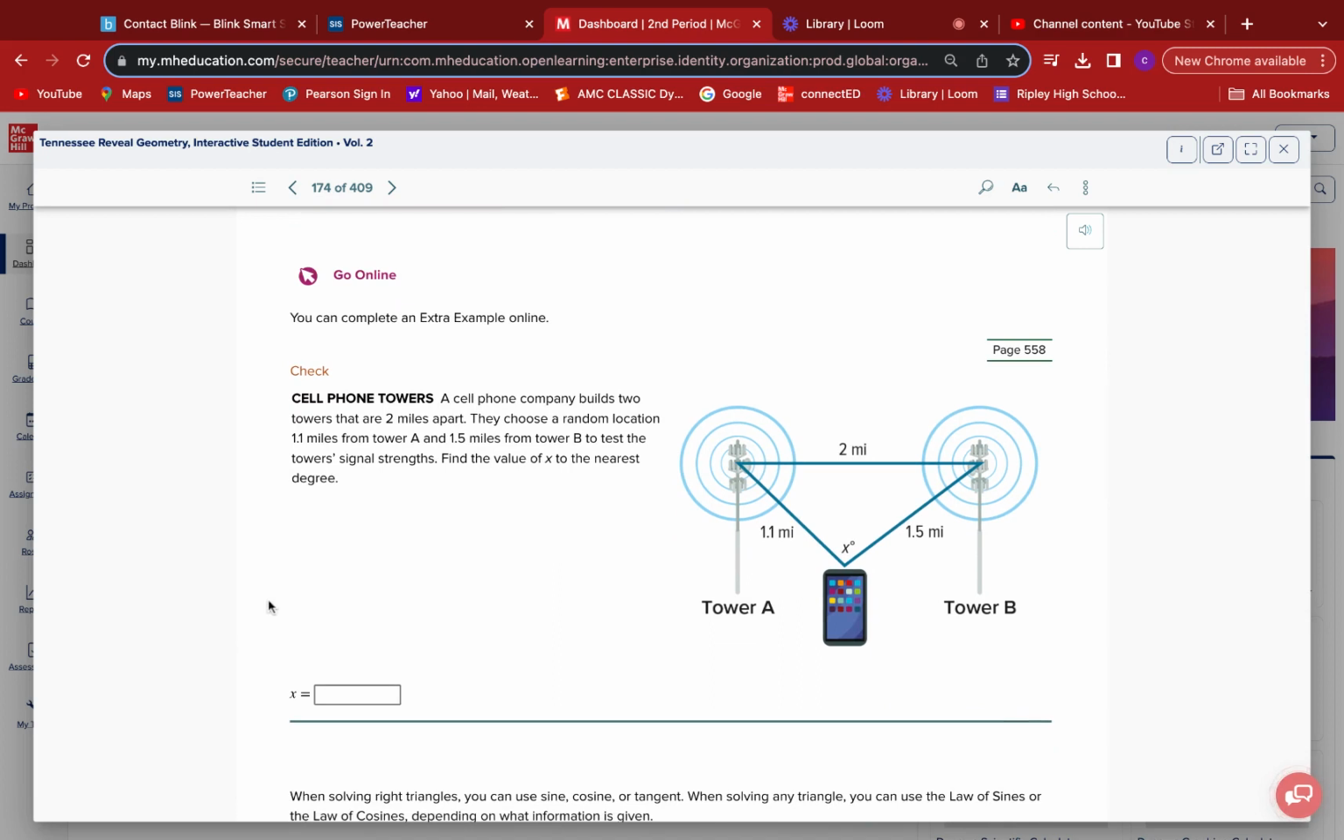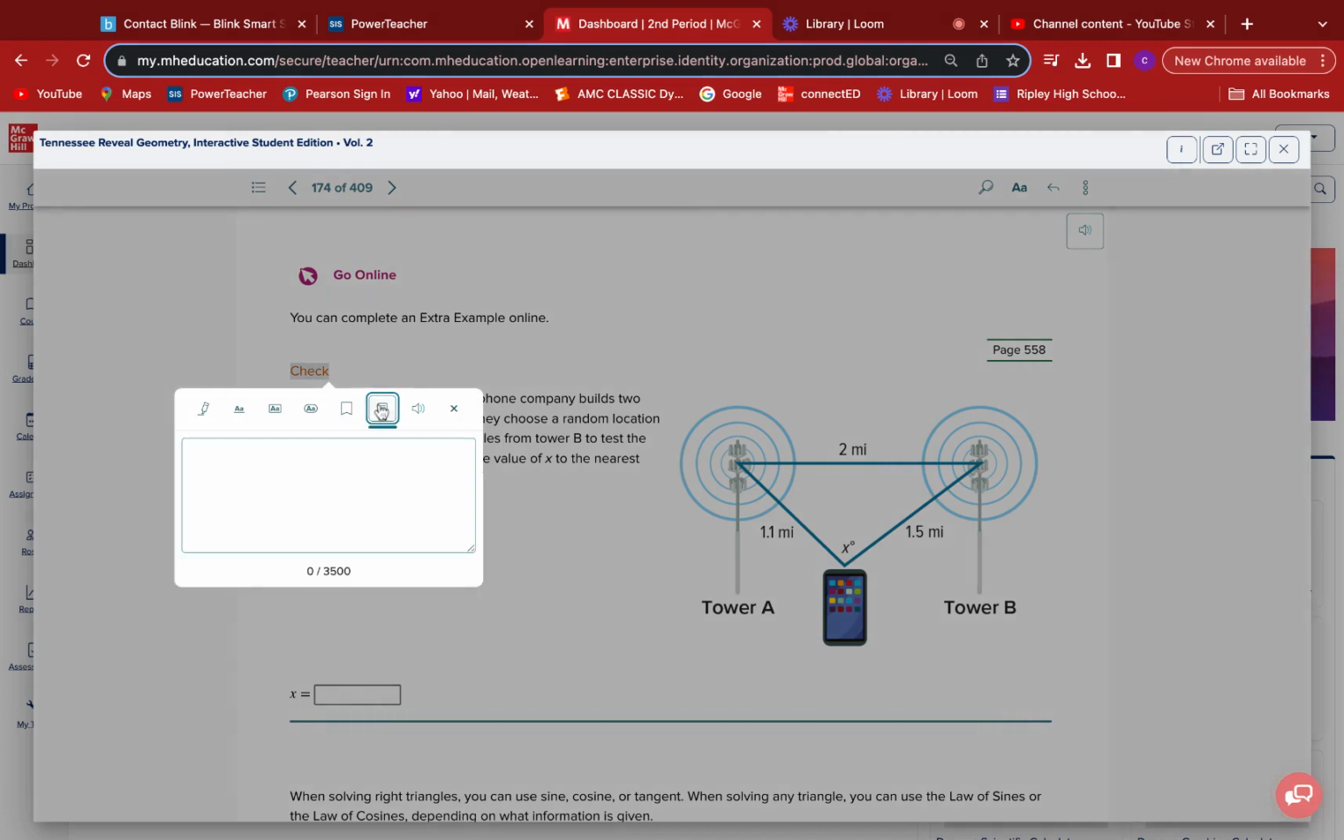All right, cell phone tower. A cell phone company builds 2 towers that are 2 miles apart from one tower to the next. There it is, you visual people. They choose a random location 1.1 miles from tower A and 1.5 miles from tower B to test the tower's signal strength. Find the value of x, which is an angle, because there's my degree mark, to the nearest degree. All right. I love when they don't give me anything visual to look at.